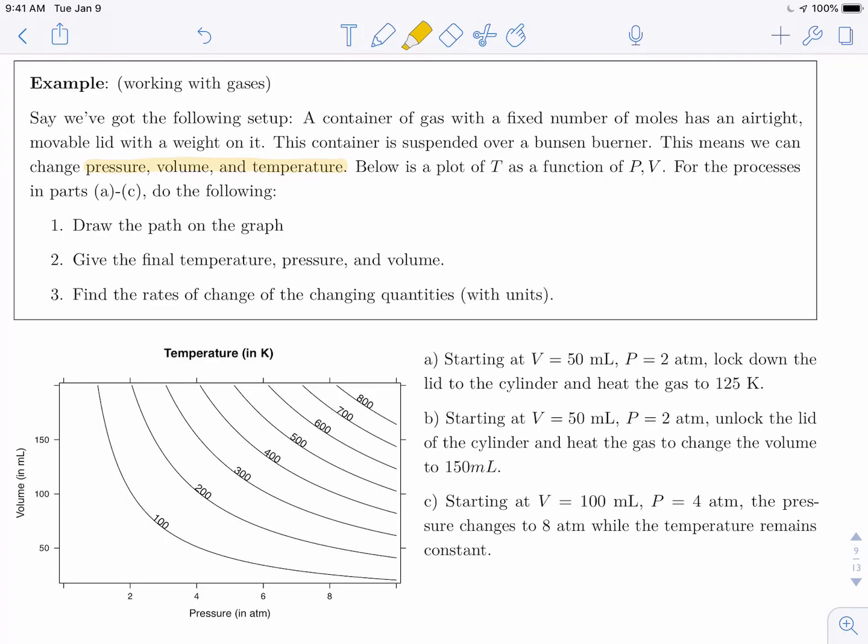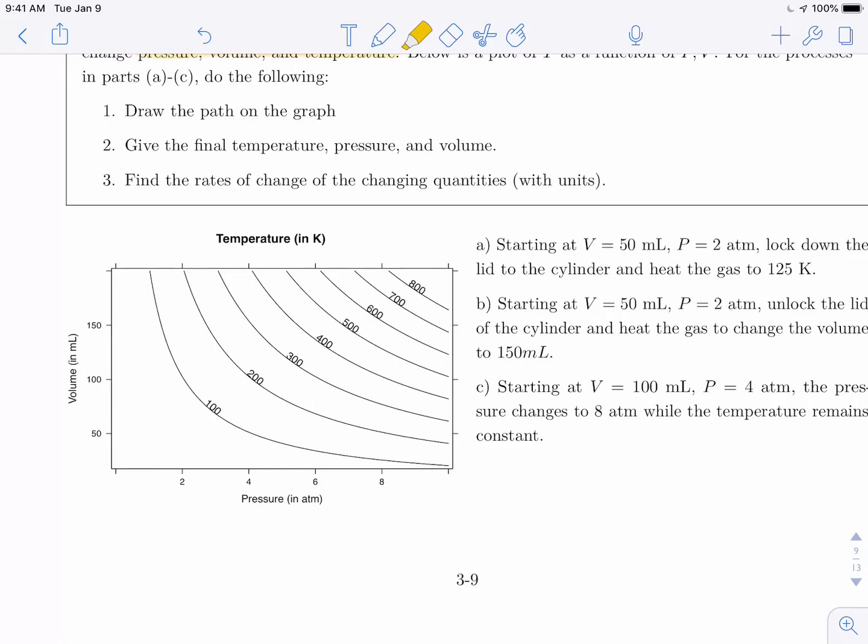So here, what I have done is made a plot of temperature as a function of pressure and volume. So if you look at the plot, we have pressure in atmospheres, volume in milliliters, and temperature in Kelvin. So you'll find pressure on the bottom, volume on the y-axis, and temperature in the middle of the chart.